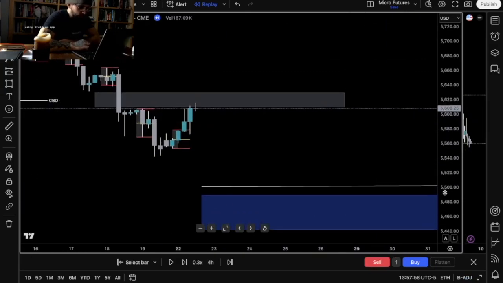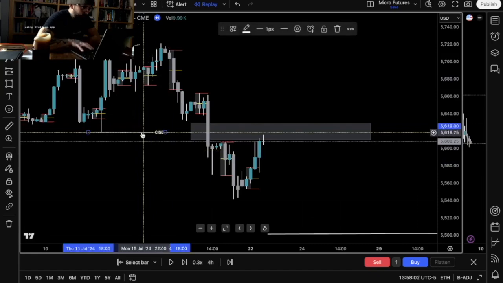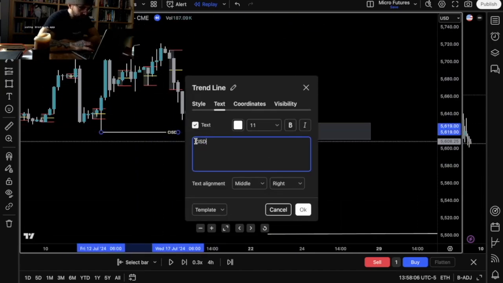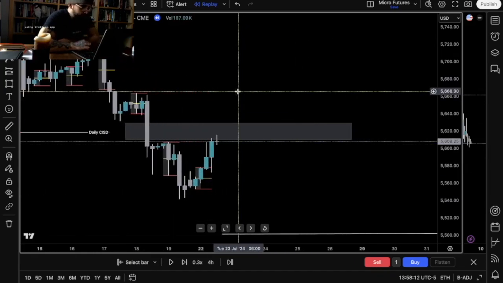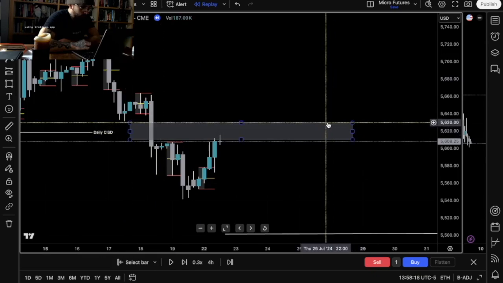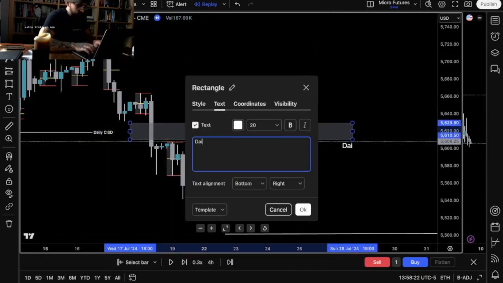You can see what's going on the 4 hour here. So again, macro change of state. Call this what it is, daily fair value.